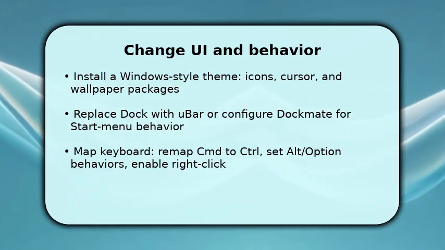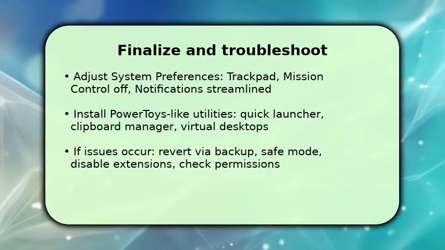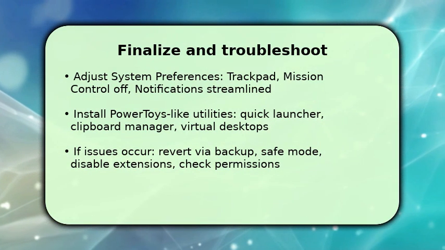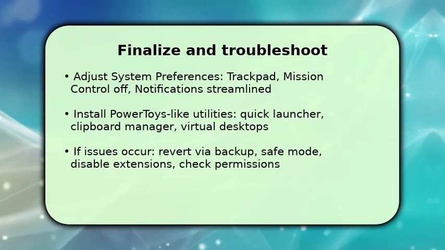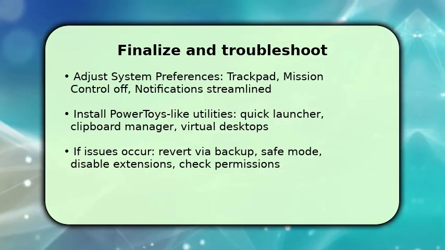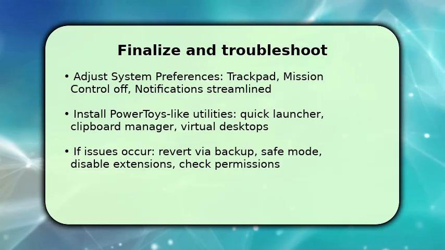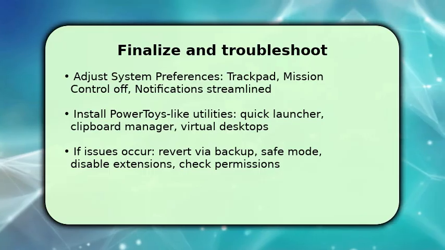Once configured, test window snapping and finish by tuning system preferences and adding utility apps that replicate Windows features. Turn off Mission Control gestures you don't want, customize trackpad and mouse for Windows-style scrolling, and streamline notifications. Add a quick launcher, clipboard manager, and virtual desktop tool to mirror PowerToys functions. Make sure startup items are minimized for speed.